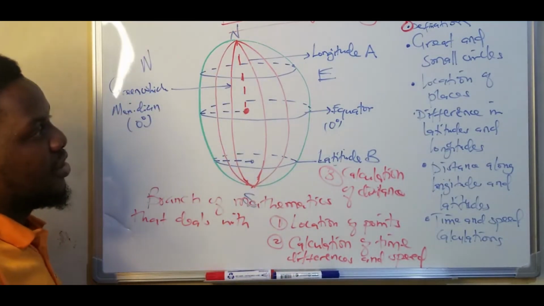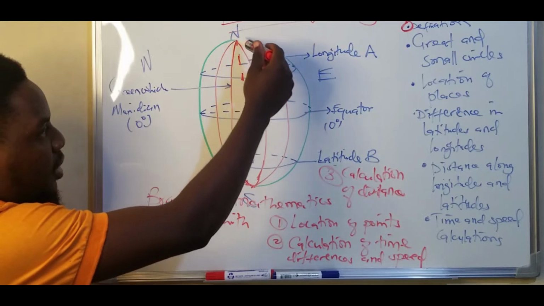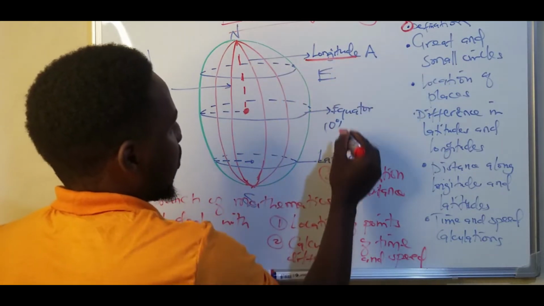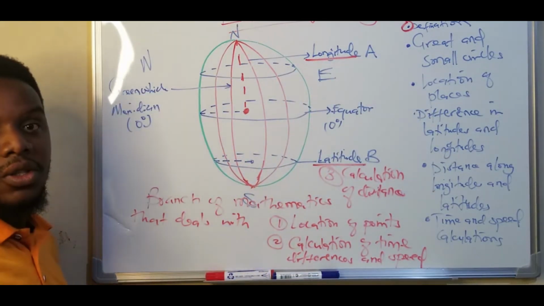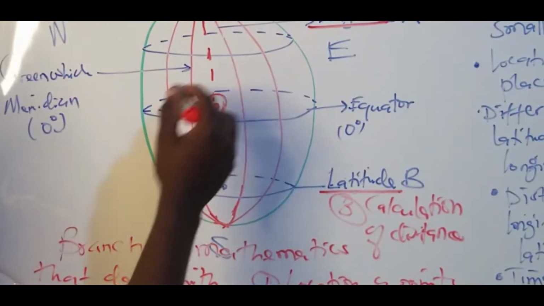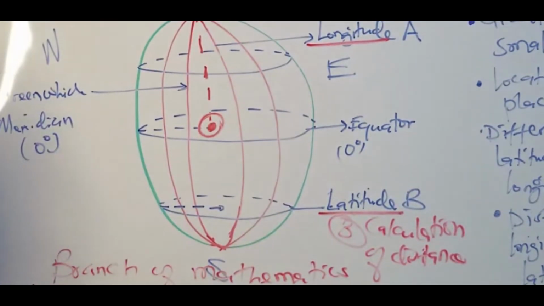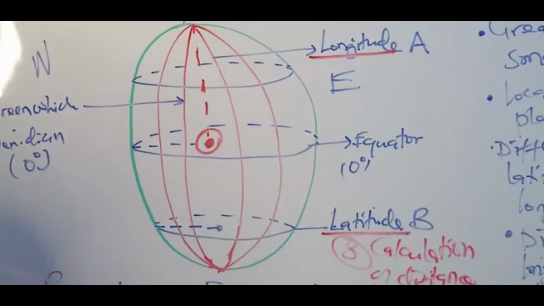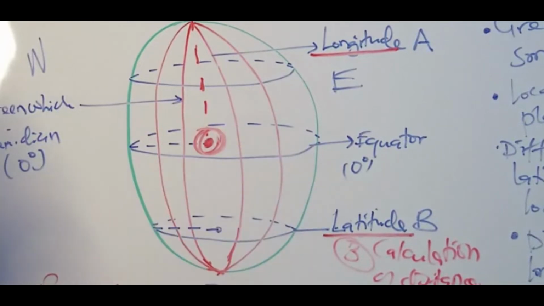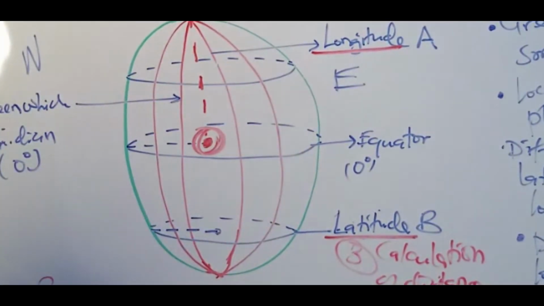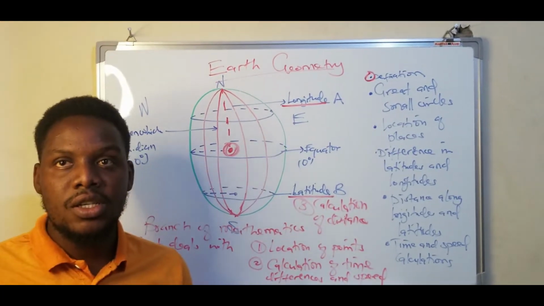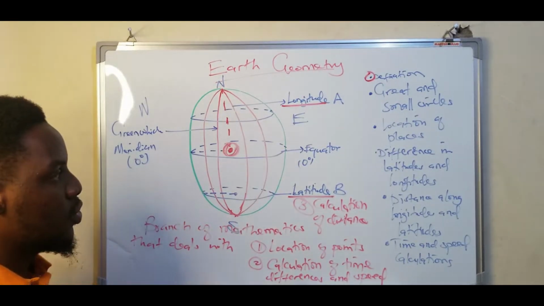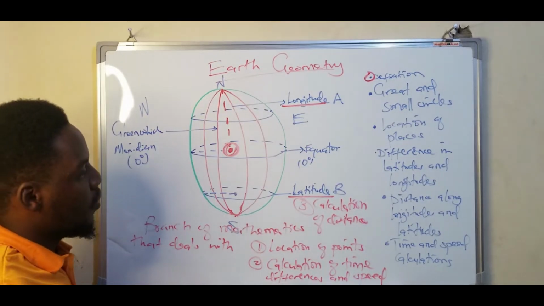So great circles can be defined as the imaginary lines on the Earth's surface, which are longitudes and latitudes that have got the center on the center of the Earth. What do I mean by that? For example, we are going to take longitude A. If you look at longitude A, its center is actually on the center of the Earth's surface. So those are what great circles are. In other words, great circles are those imaginary lines which are longitudes and latitudes that divide the Earth into two equal hemispheres or two equal halves.